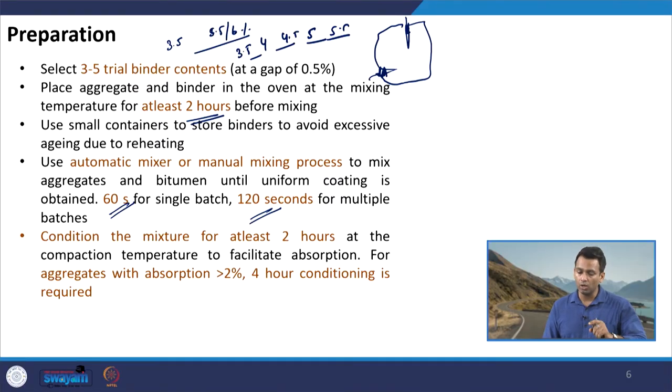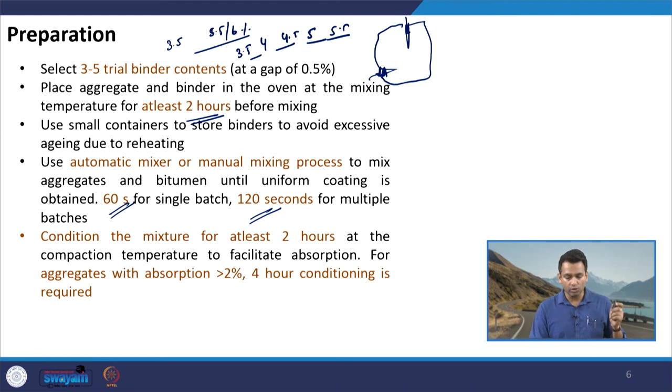And why is this critical? This is critical from the perspective of bitumen absorption, because if we do not give sufficient time for the bitumen to stay with the heated aggregates, complete absorption will not take place. If complete absorption does not take place, then the volumetric calculations, especially the percentage of absorbed bitumen, which is related to the effective specific gravity of aggregate, which is again related to the theoretical maximum specific gravity of the mix, everything will change. So, it is very, very important that complete bitumen absorption takes place before we do the volumetric calculations or measurements.